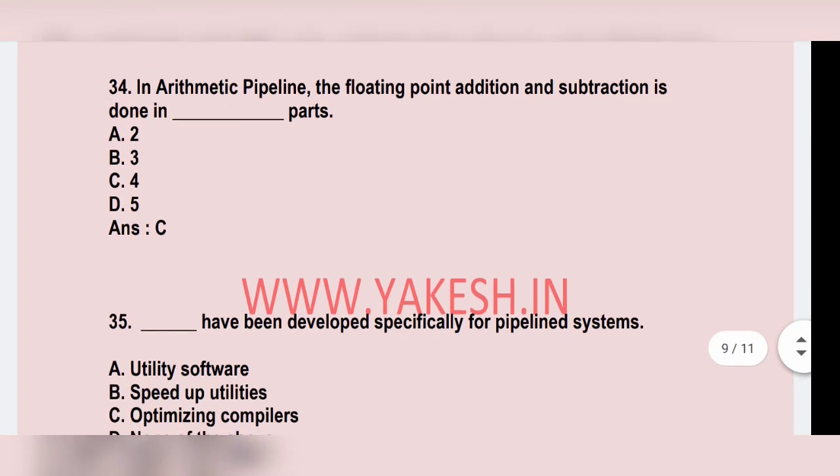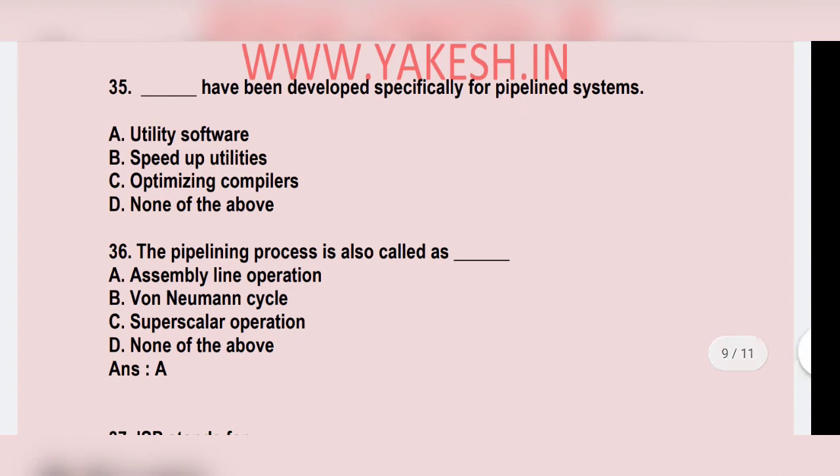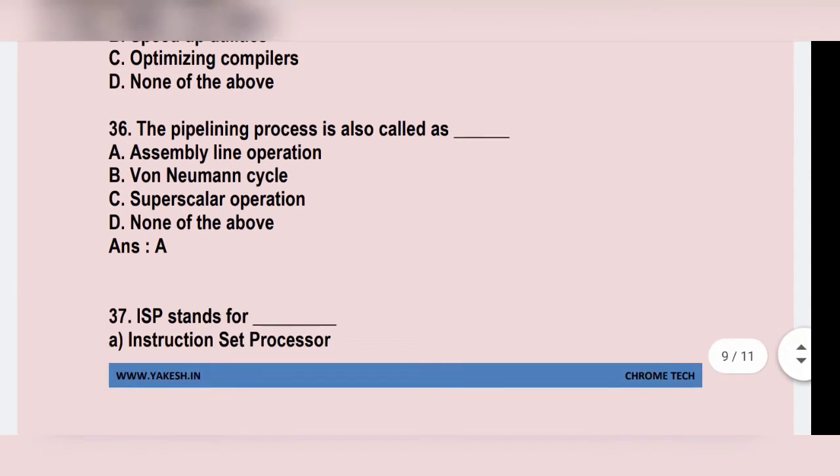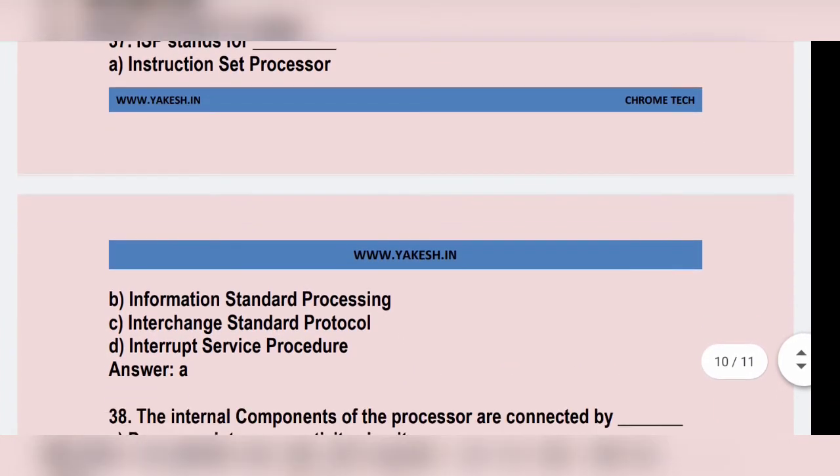In arithmetic pipeline, the floating point addition and subtraction is done in option C, four paths. Dash have been developed specifically for pipeline system. The pipelining process is also called option A, assembly line operation. IPS stands for instruction set processor. Option A is the correct answer.